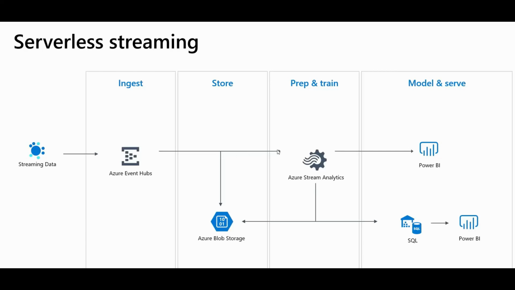It's going to take one input from the Event Hub, and it's going to have two outputs, one directly to a Power BI real-time dashboard, and the other output to Azure SQL database. You see this arrow going here too.